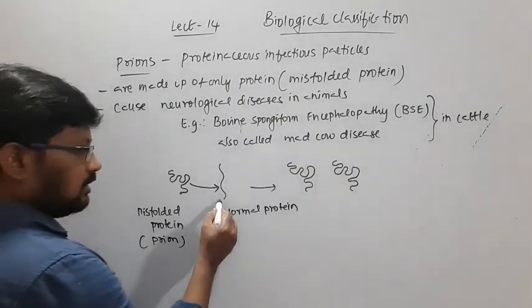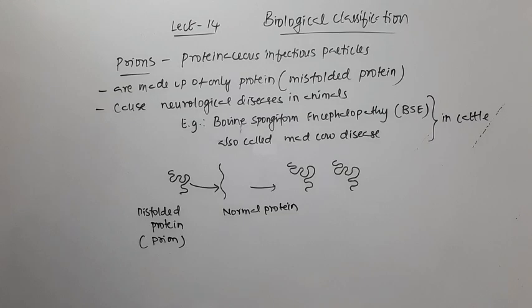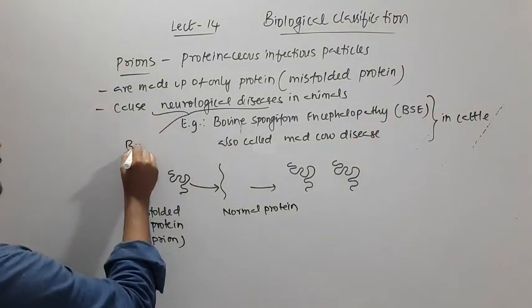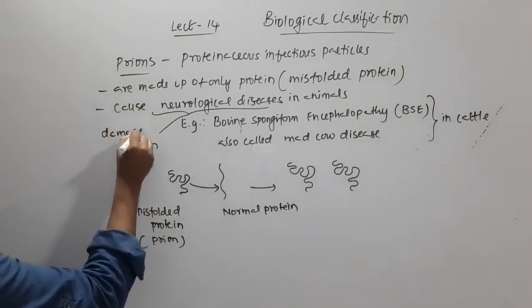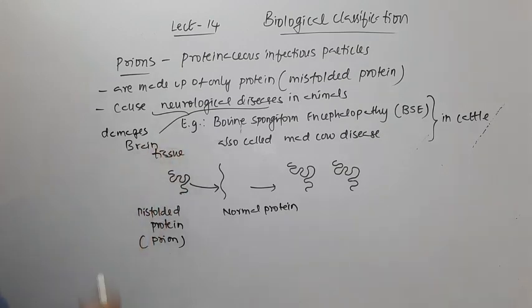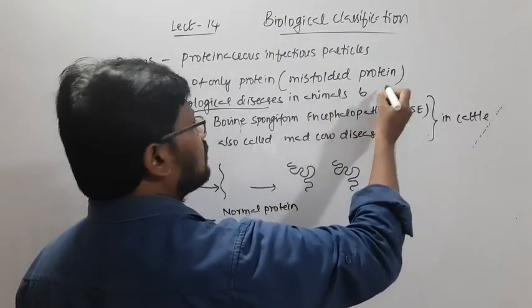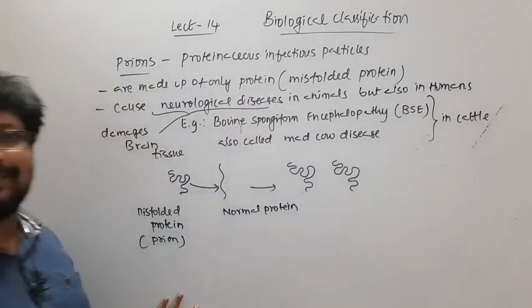Okay, right, so this is the normal protein that has been converted into abnormally folded protein. And as I said, this is a neurological disease, which means it is concerned with the brain. So it damages brain tissue. And this not only causes disease in animals, but also in humans.